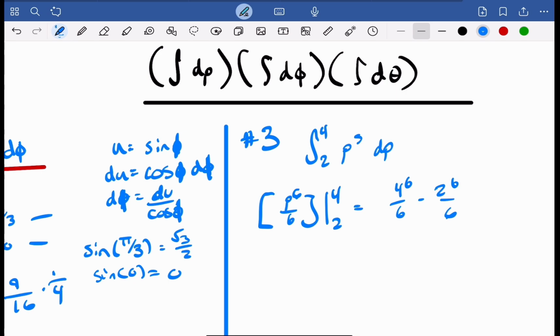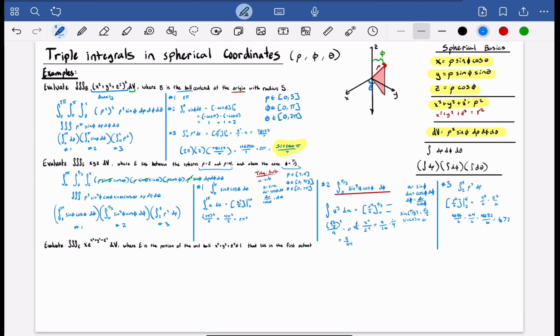4 to the 6 divided by 6. Okay, so what we have over here is 4096 over 6, and then we have 2 to the 6 divided by 6, so we have 64 over 6. So 4096 minus 64 is going to be 4032 over 6, which can be simplified to a whole number of 672.